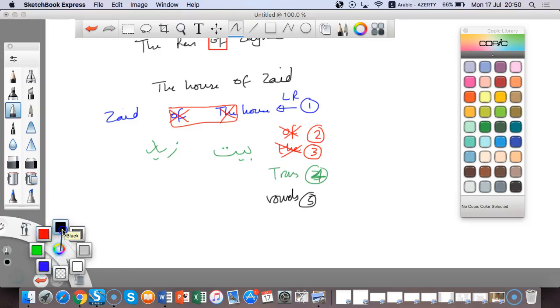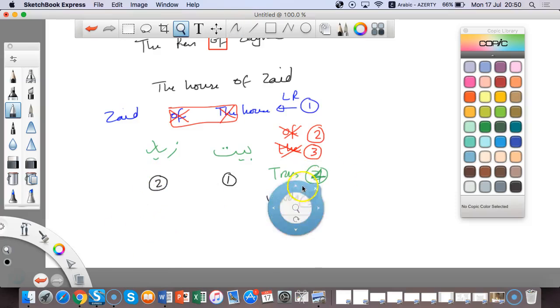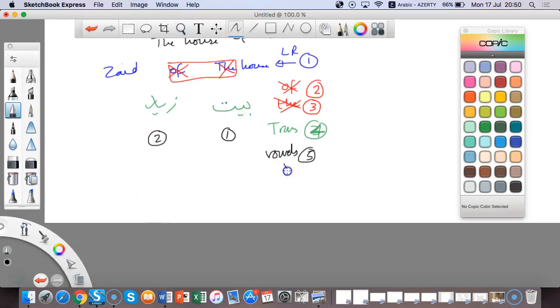Alright, so now look at this. Bayt, put a number 1 under Bayt. This is called the first word of the idafa rule. And Zayd, guess what Zayd's called? Second word of the idafa rule. First word of the idafa rule, second word of the idafa rule. So the rule is this: the first word of the idafa rule takes a single vowel.